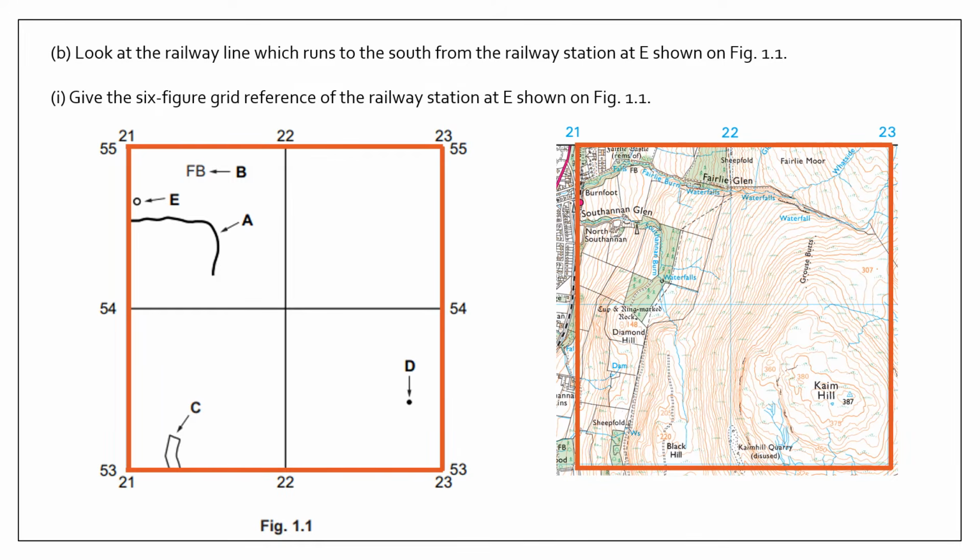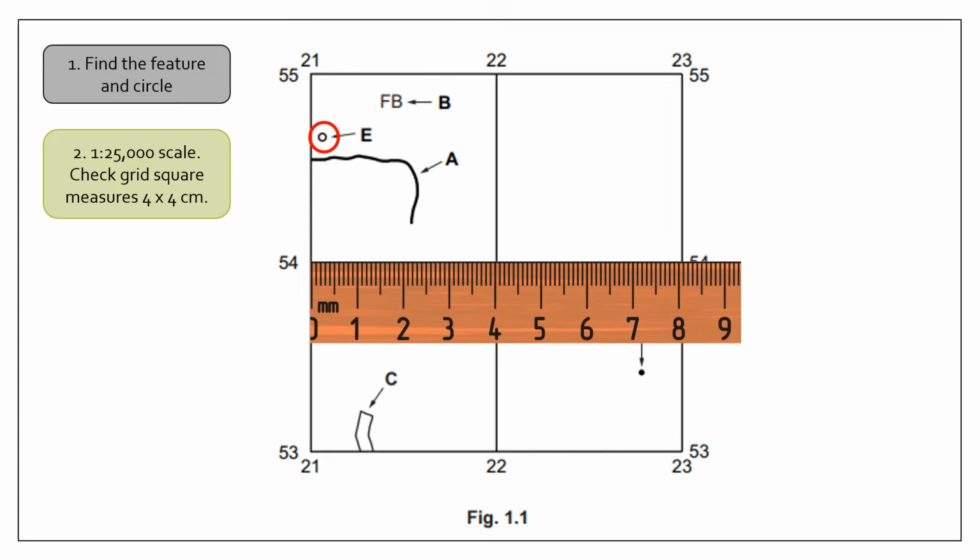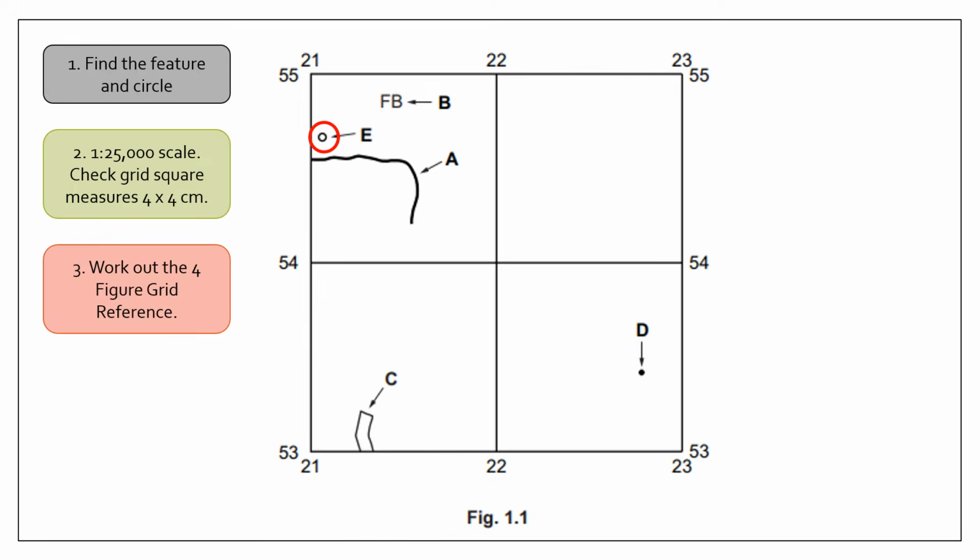Now, these questions ask you to look at the 6-figure grid reference. Now, when I did this, I actually went against the mark scheme because, and I'll explain to you why. So we need to identify the feature E on figure 1.1. So there is E clearly there. Now, to do the 6-figure reference, we need to find the feature and circle it. Makes life a bit easier when it comes to identifying. We check the scale, so we know that each grid square is 4 by 4 centimetres square.